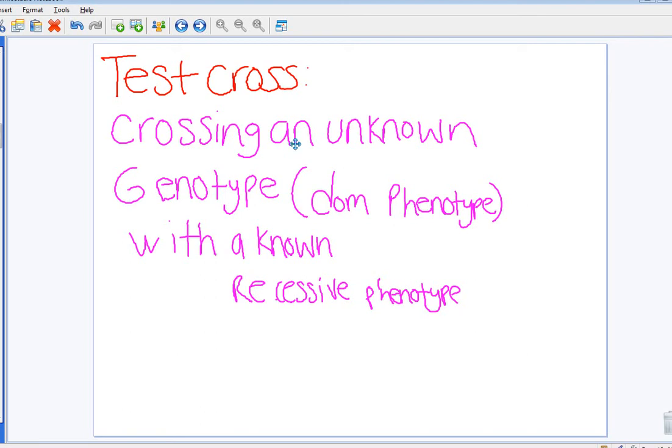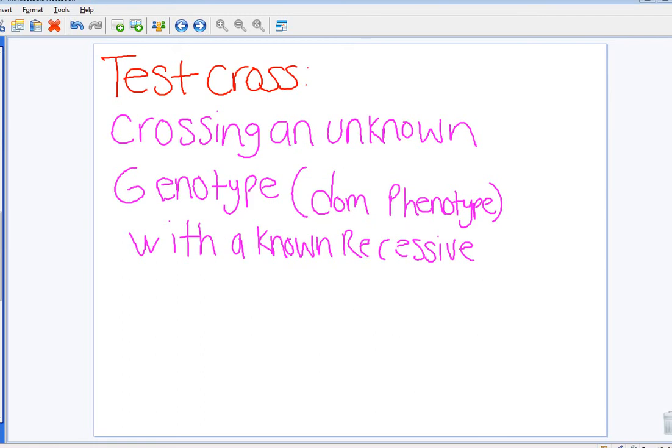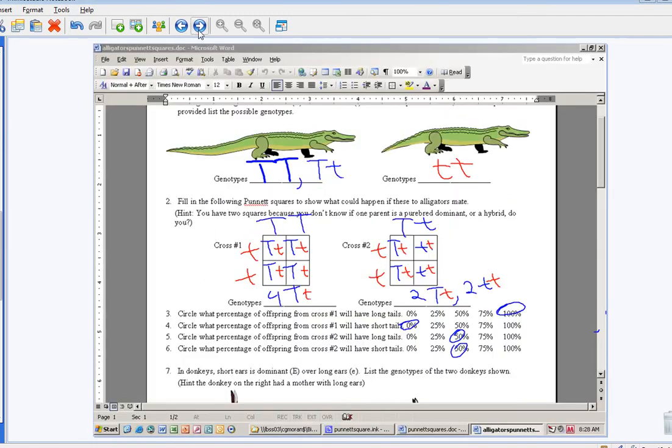So let's look at the results here. Pause the video and take a look at the results here. Notice I've color coded. So when you cross a dominant times a recessive and it produces all dominants, it tells you that that dominant is homozygous. When you cross a dominant times a recessive and you get recessive, it tells you that that dominant is carrying a recessive.